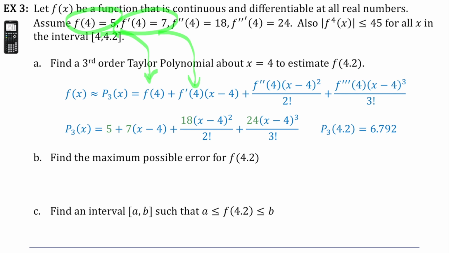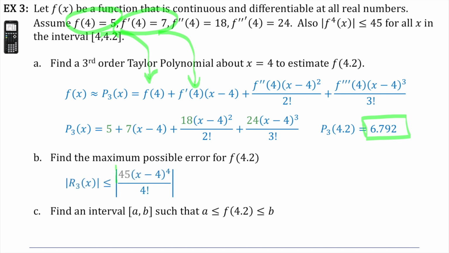If we plug in 4.2 to that, our polynomial gives us an answer of 6.792. Part B, find the maximum possible error for f of 4.2. Well, that's going to live in the next term.